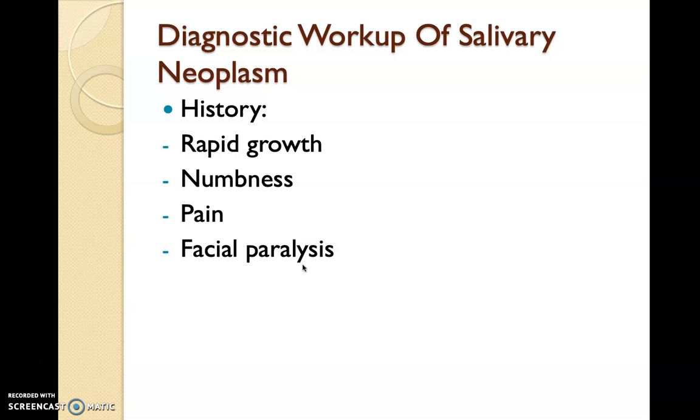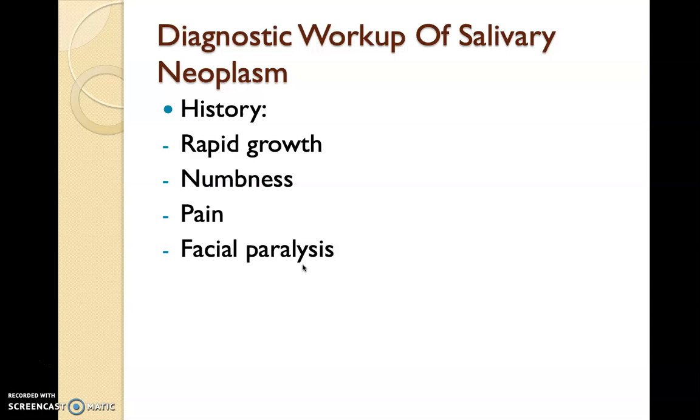So before we go to the histology part of the salivary gland, you have to know the clinical part. Very, very important, because for your level, you have to know is it benign or malignant neoplasm. Okay, so from the history of the patient, you have to ask the patient if the lump has rapid growth, is the lump associated with any numbness, pain or facial paralysis.